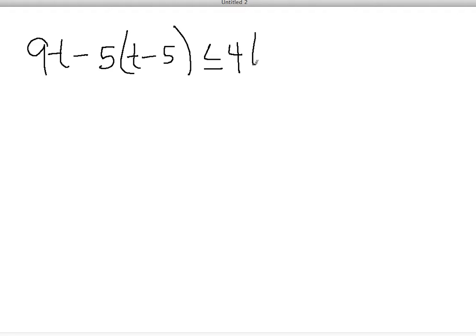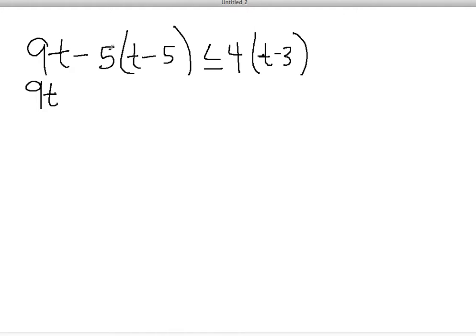So if we look at our second one in our packet, or the second one we're going to be doing, I'm not sure if it's second in your packet, we have 9t minus 5 times t minus 5 is less than or equal to 4 times t minus 3. Okay, so this one here, it's just like a normal equation, and anytime we have these sort of parentheses with this number outside, we should know we're going to use the distributive property.